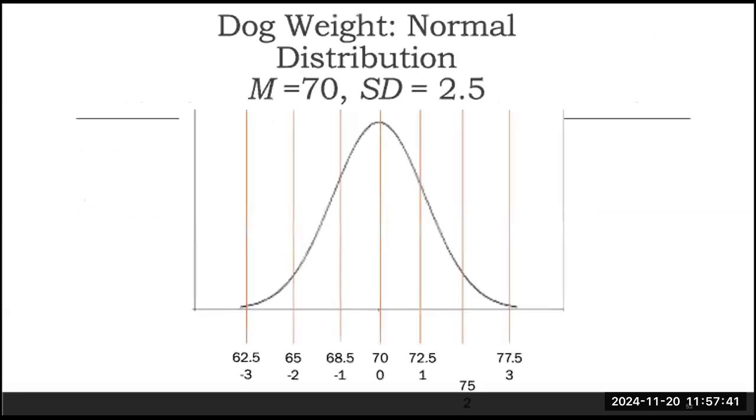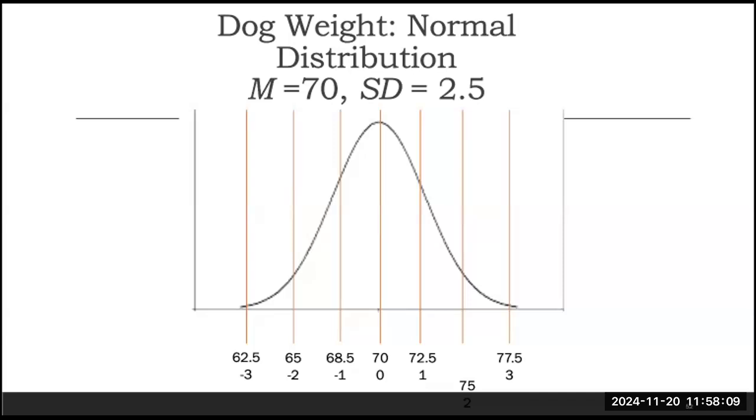To make it easier, this is what I recommend you draw. Here's the curve. There's the 70 in the middle, which is the mean. And then just calculate what each value is for 1 standard deviation below, 2 standard deviations below, 3 standard deviations below, 1 standard deviation above, 2 above, and then 3 above. And this way, I could easily ask you questions and you can answer it, right?